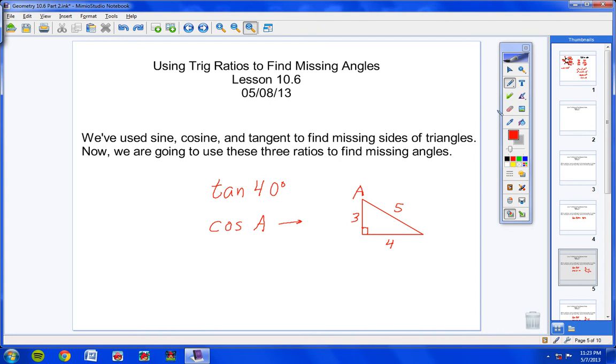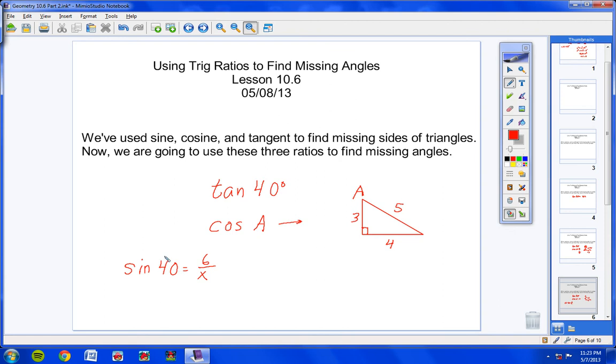How do you find the cosine of angle A? Well, the ratio I've taught you is adjacent over hypotenuse. So cosine of A, here's A, go straight across. This is your opposite side. This is your hypotenuse. And this is your adjacent. So how do you find the cosine of A? Adjacent over hypotenuse. 3 is your adjacent. Hypotenuse is 5. So the cosine of angle A is 3/5. We've learned how to do that.